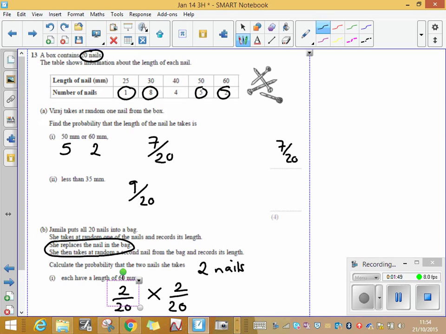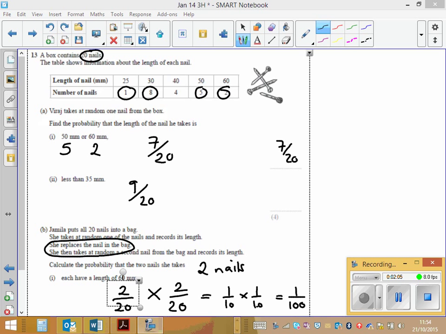2 out of 20. Well, if I simplify those, 2/20 is a tenth, so it's a tenth times a tenth. And to multiply 2 fractions together, I do 1 times 1, so I multiply the tops to get 1. I multiply the bottoms to get 10 times 10, which is 100. So the probability of getting 2 nails, both 60 millimeters long, is 1/100th.